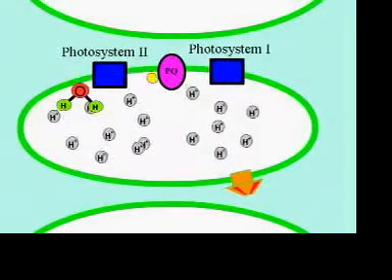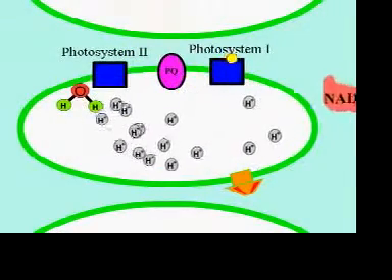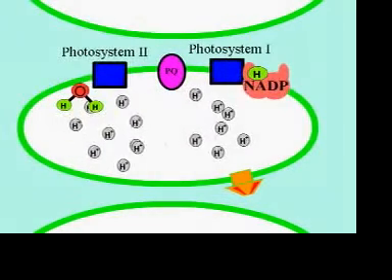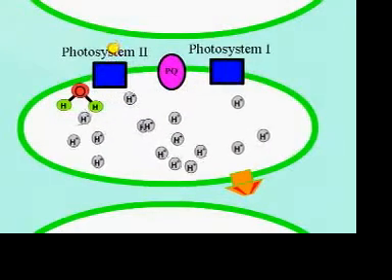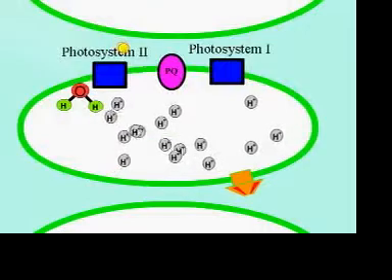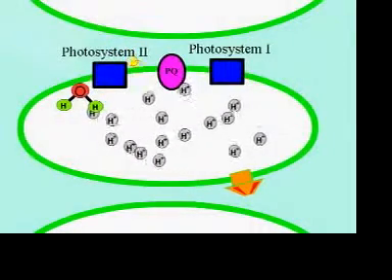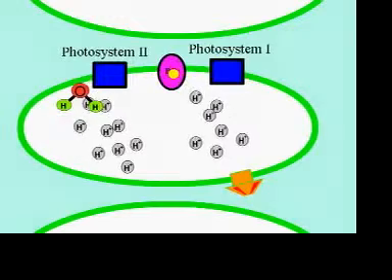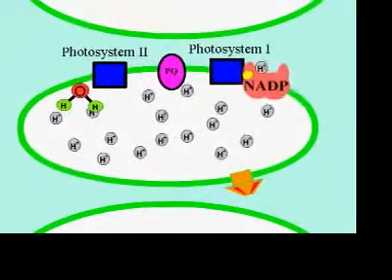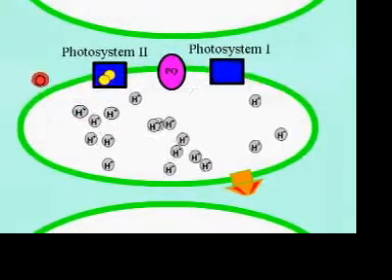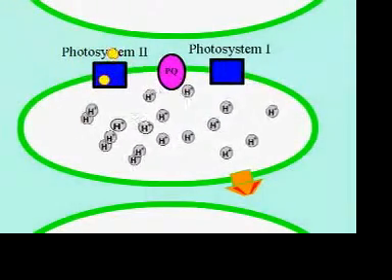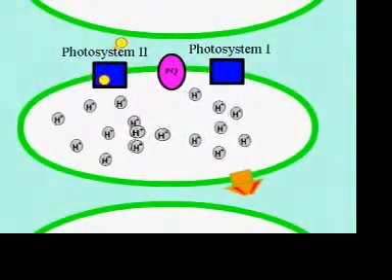As the electrons are being passed to photosystem 1, they attract the hydrogen protons from the stroma. The protons are then brought into the thylakoid. The electrons continue on the path all the way to photosystem 1. Once the electrons make it to photosystem 1, they attach to molecules of NADP+. At the same time, the NADP+ bonds with a hydrogen proton, forming NADPH.